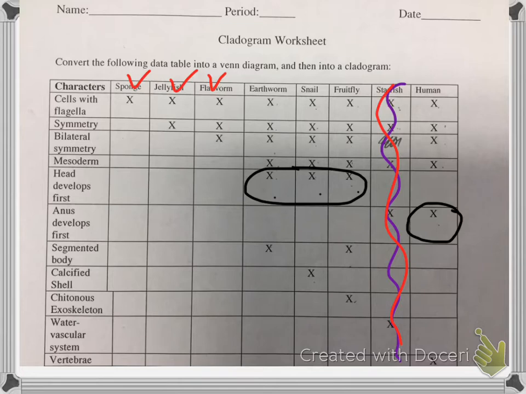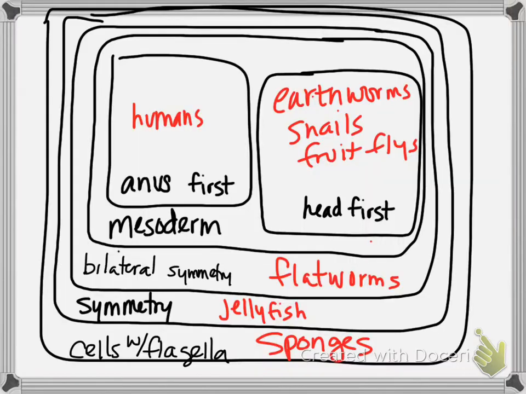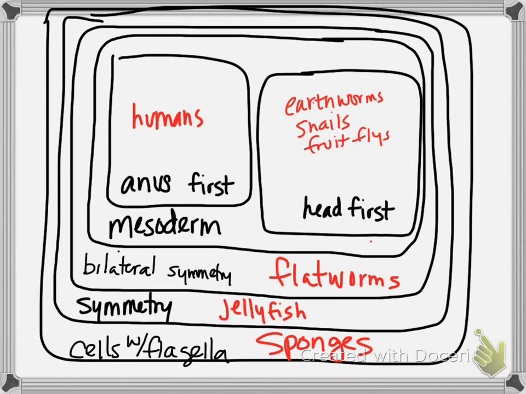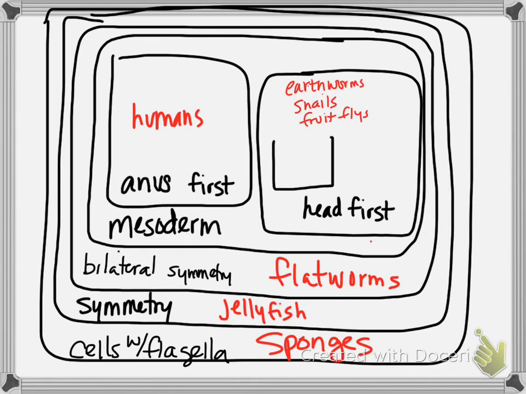So let's jump down to segmented body. Which organisms have segmented bodies? Earthworm and fruit flies. So I'm going to shrink those for a second. I have a box here. Does everything in there have a segmented body? Yes. Check. Snails? Do snails have a segmented body? Oh, no.